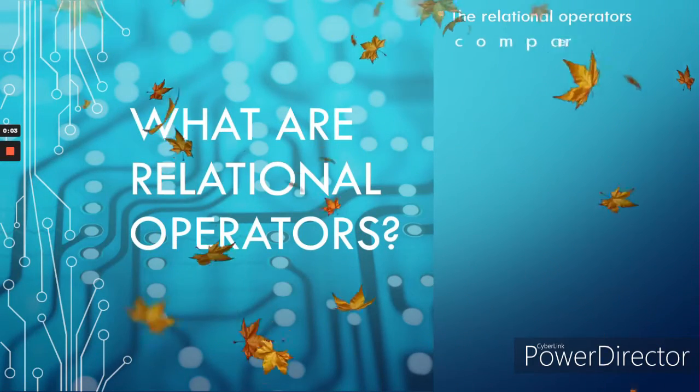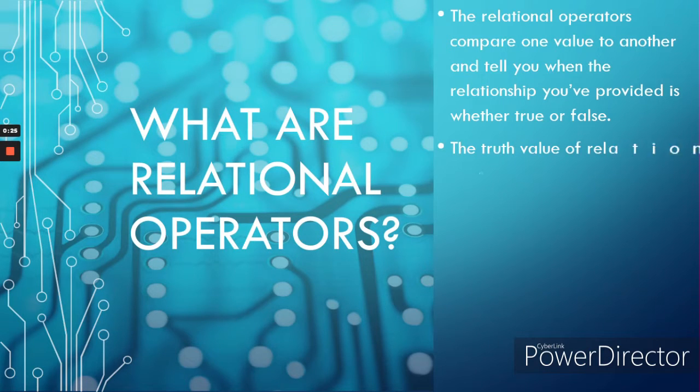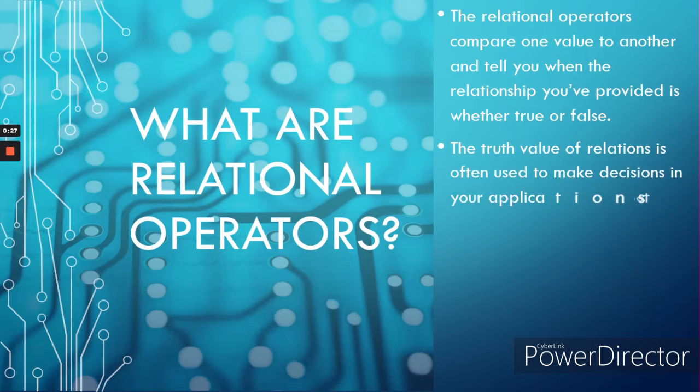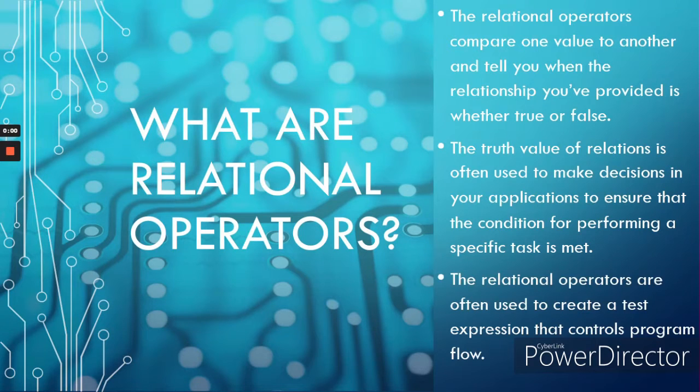The relational operators compare one value to another and tell you whether the relationship you have provided is true or false. So for example, 1 is less than 2, but 1 is never greater than 2, which concludes that it's true. And if you say 1 is greater than 2, that will conclude to false. The truth value of relations is often used to make decisions in your applications, to ensure that the condition for performing a specific task is met.